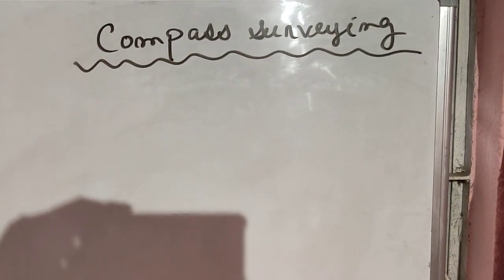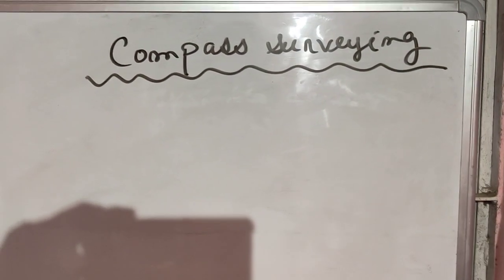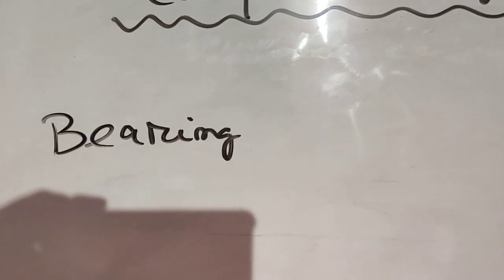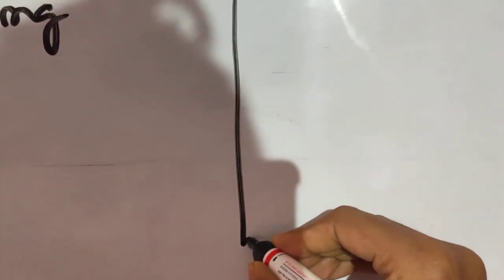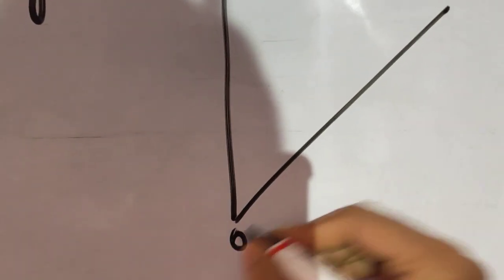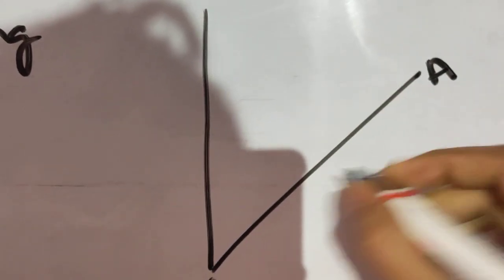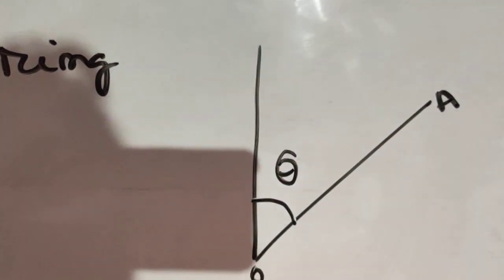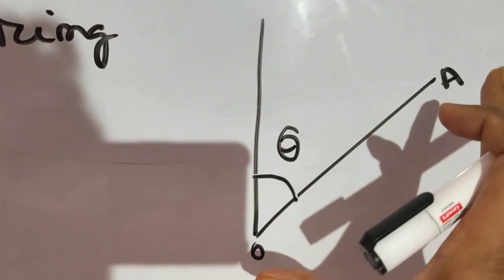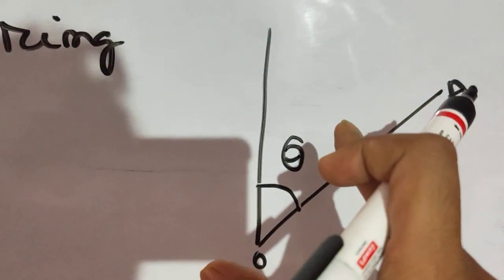Now we'll try to learn a few terms related to compass surveying. So first of all, we'll learn what is a bearing. Bearing is an angle or direction of any line with respect to a reference line. Okay, suppose this is a reference line, and this line, suppose OA, is making an angle theta with this reference line. So the bearing of this line OA is theta with respect to this reference line.